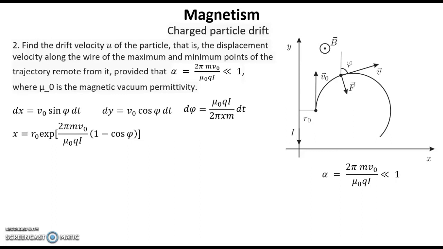Second question. Find the drift velocity u of the particle, that is the displacement velocity along the wire of the maximum and minimum points of the trajectory remote from it. Provide that this coefficient is much less than 1, where mu0 is the magnetic vacuum permeability.